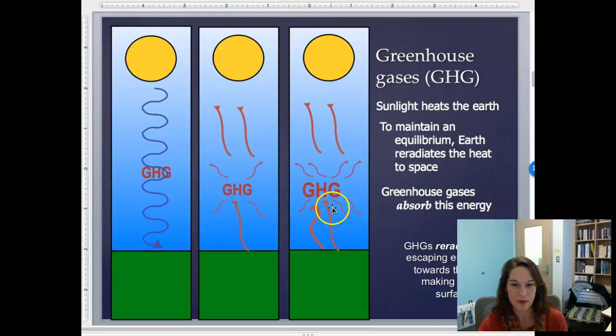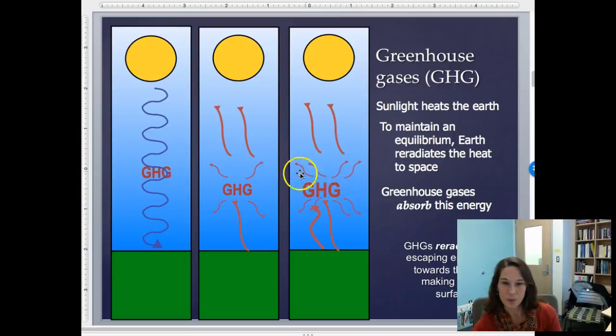However, what's going on with climate change, which we will talk about again down the road, is we've added additional amounts of greenhouse gases to our atmosphere. So this capture of this re-radiated heat energy is increased today. And so that means that the atmosphere and the surface of the Earth are heating up faster than they would be if we did not have as much greenhouse gas in our atmosphere.